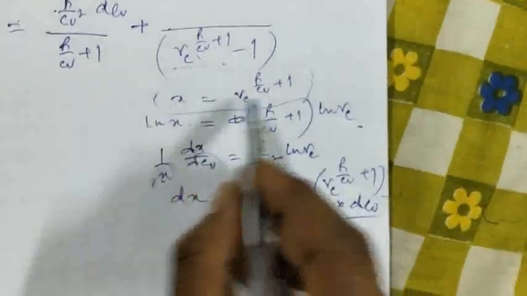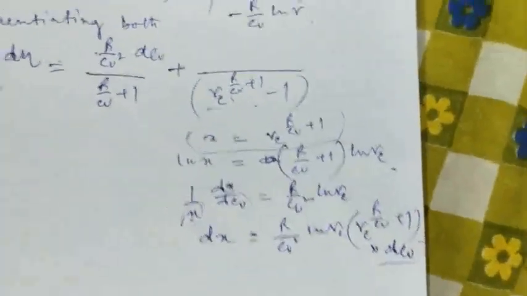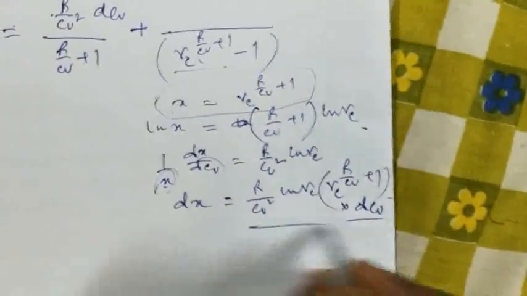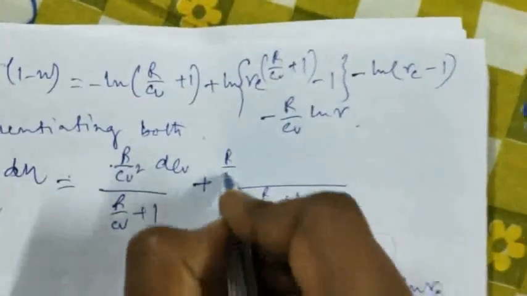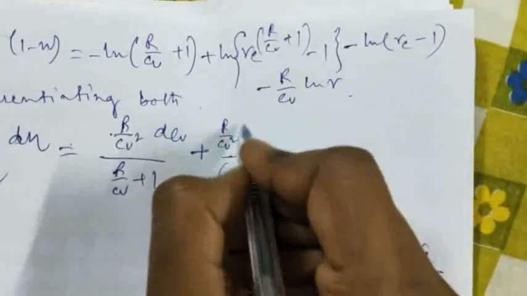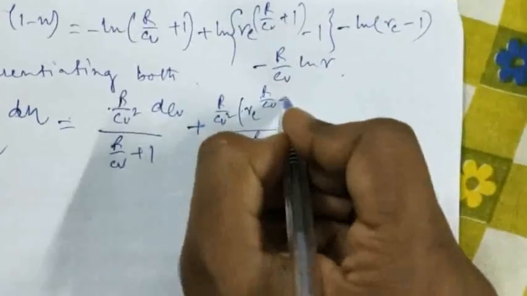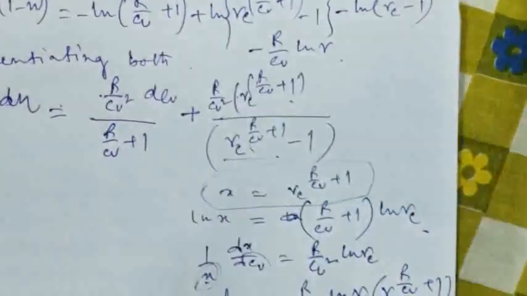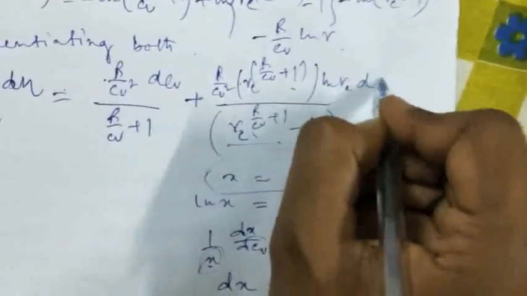So this is our differentiation of this part, because this is not a single part, it is so many things, so we need to differentiate it separately. So we can put this whole thing over here above of this. This will be equal to r by cv square, or rc^(r/cv + 1), ln rc d of cv.